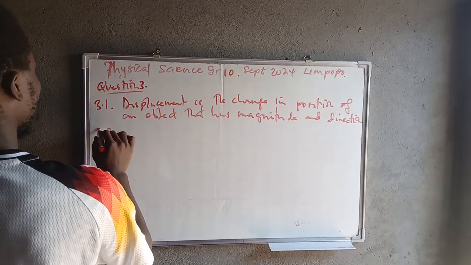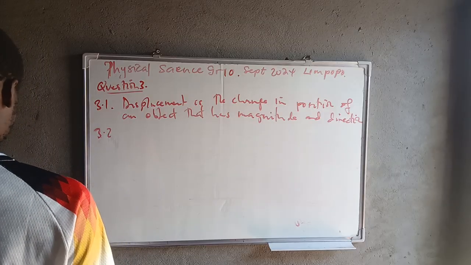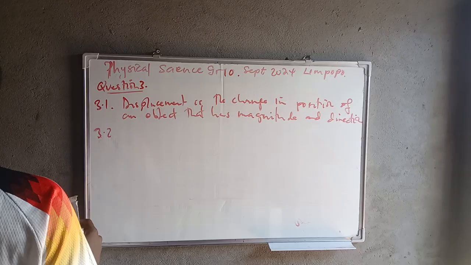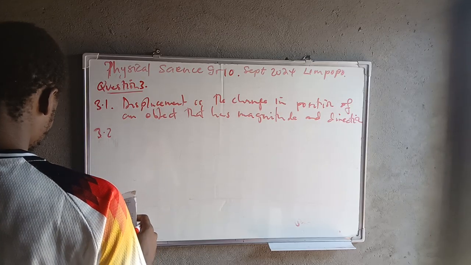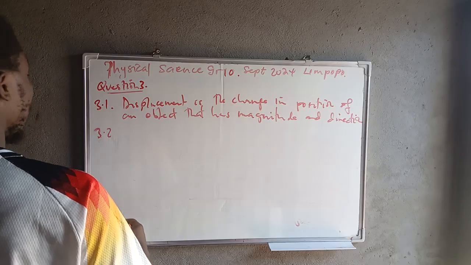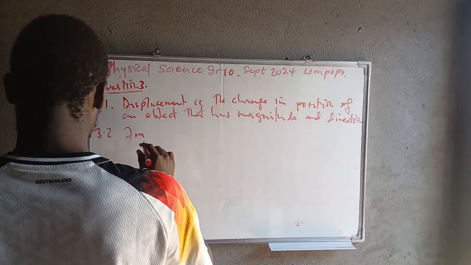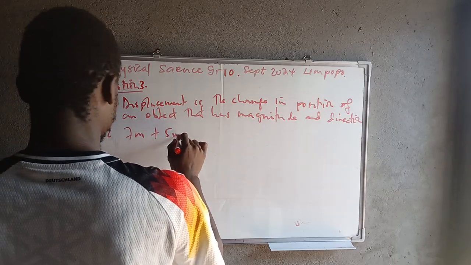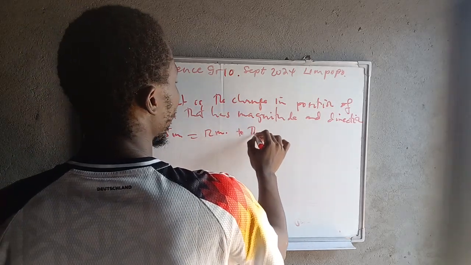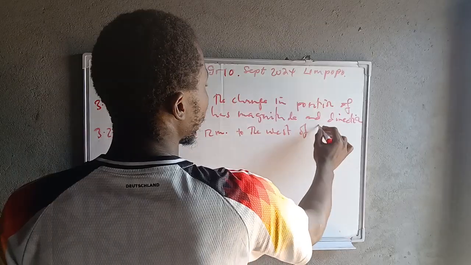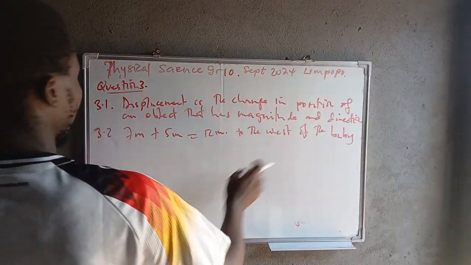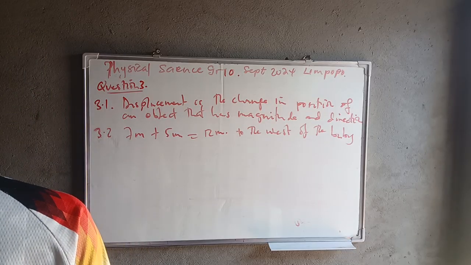Then 3.12. We wanted to find the position of the dog relative to the baby before they moved, right? So I'm going to say 7 meters plus 5 meters. It will give us 12 meters to the waist of the baby. So this is the position of the dog. It was 12 meters to the waist of the baby.